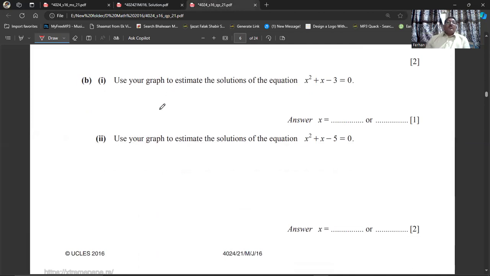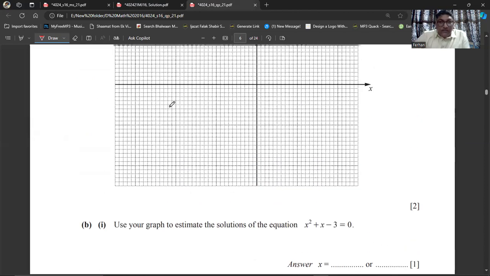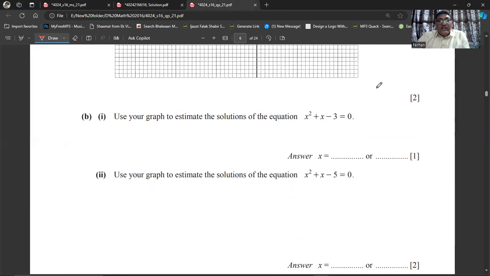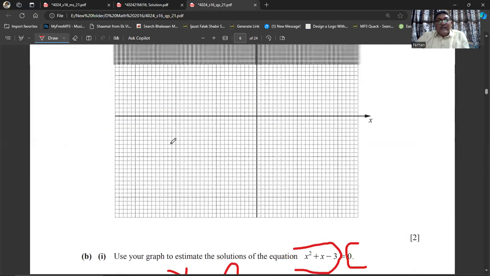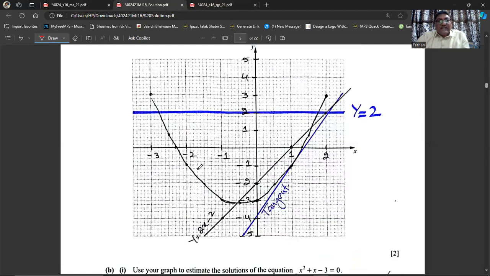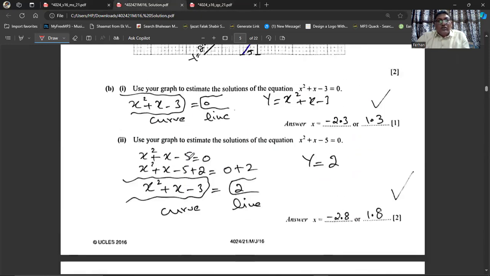B part, first portion: use your graph to estimate the solution of the equation. You see x squared plus x minus 3, this is your main graph. Whatever this is, I will suppose this is y equals 0. So I will draw this line. y equals 0 is this axis. So this axis is y equals 0.